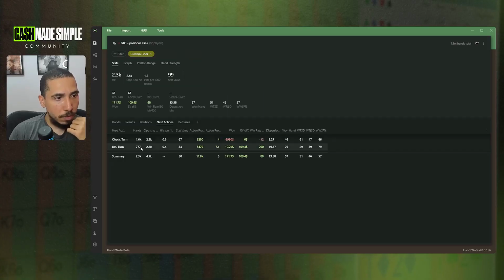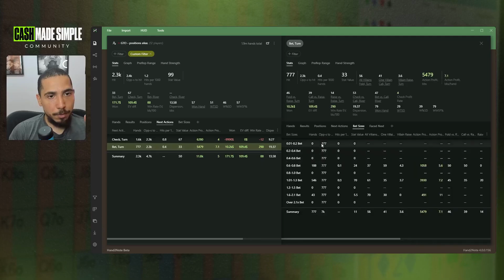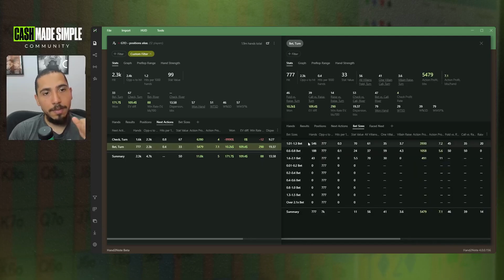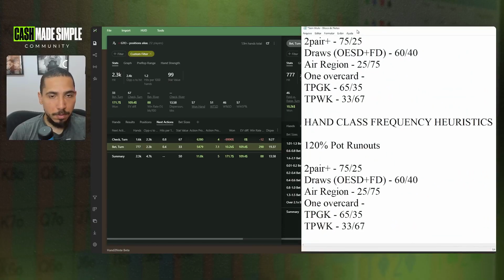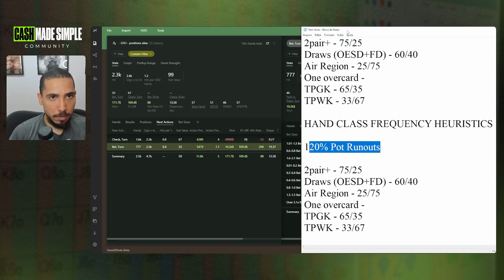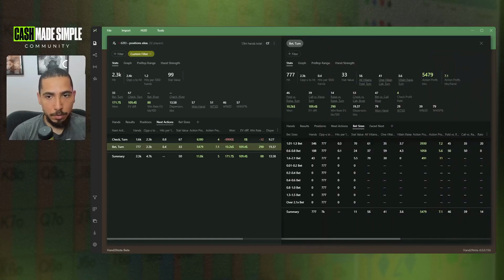Let's remove the top pair filter, and we see here that on those blankish runouts, we're betting 33% of the time on average. And the bet sizing, if we did things right, is supposed to be mostly the large one. So very good, our filter is good. And now let's talk about hand class frequency heuristics for when we bet 1.2x on the pot, those kind of blankish runouts.